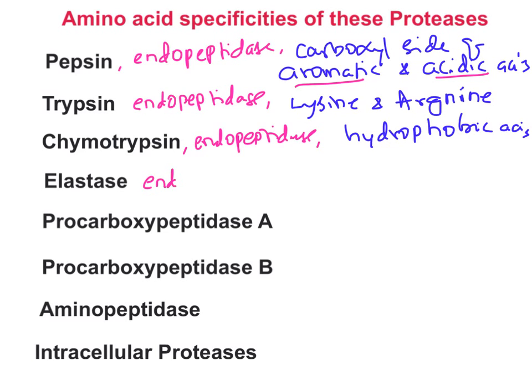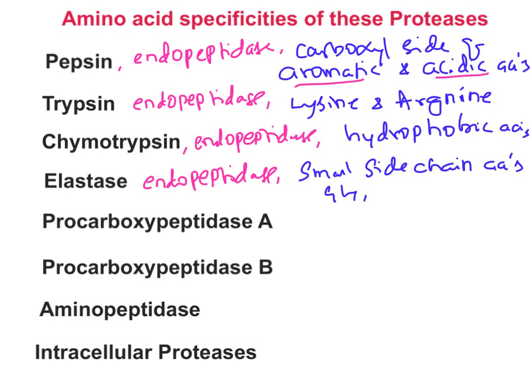Coming to elastase. Elastase is an endopeptidase, and it will be acting on the carboxyl side of small side chain amino acids, like glycine, alanine, serine, something like that. So small side chain amino acids, carboxyl side, that is the specificity of the elastase enzyme.